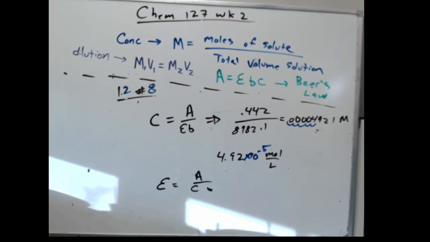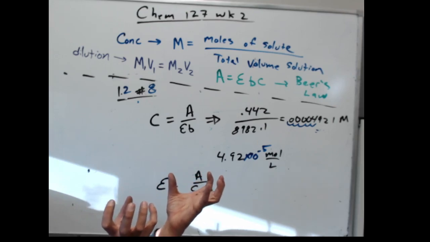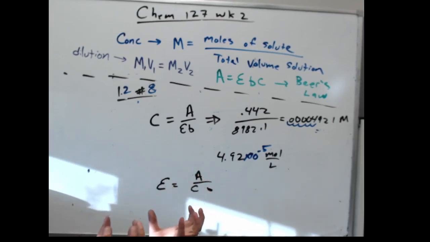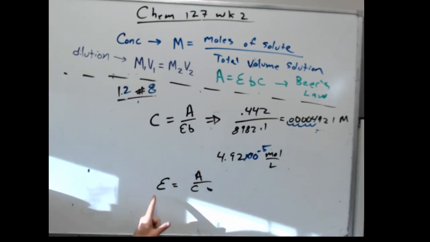So we could have red dye and blue dye, and we could set them up so they have the same concentration, but they're going to absorb light in different ways because they're different materials. So they might have the same molarity, they're going to have different molar absorptivities because that's a property of the material.